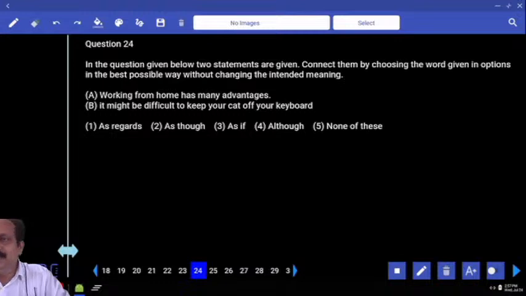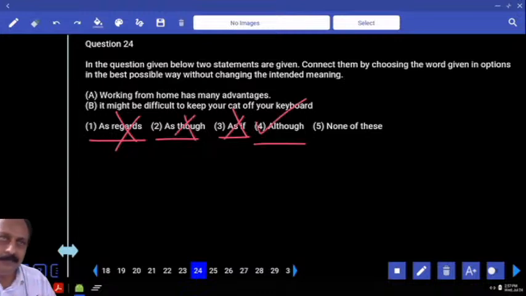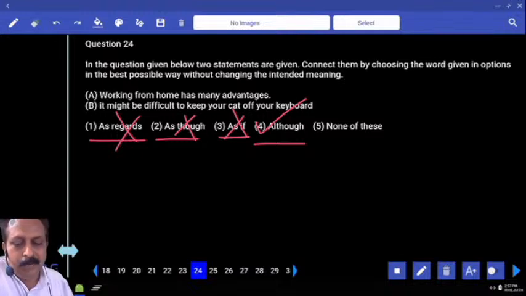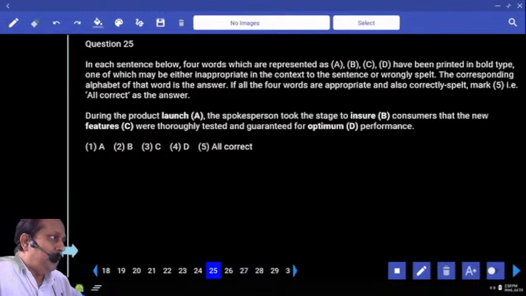Working from home has many advantages. It might be difficult to keep your cat off your keyboard. Context talks about addition or contrast or reason or purpose. What? Contrast. Can you use as regards? As though, contrasting, but don't consider as if. No. So what is the answer? Good. Although it might be difficult to keep your cat off your keyboard. Relevance should be there between the two.